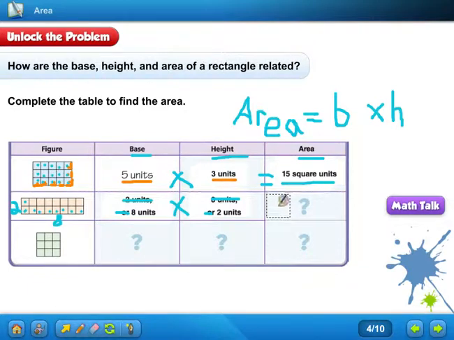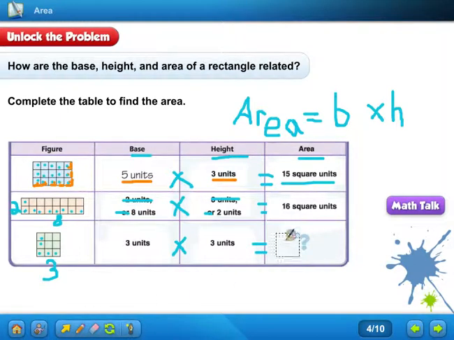So remember, we're going to do 8 times 2 equals 16 square units. You guessed it. Well, you really didn't guess. You knew it. All right, let's do the next one. 1, 2, 3. For my base, 3 units by, don't forget, count that one again, 1, 2, 3. 3 units by 3 units. So if we multiply 3 times 3, what will that equal? Because you know area, again, is base times height. 9 square units.